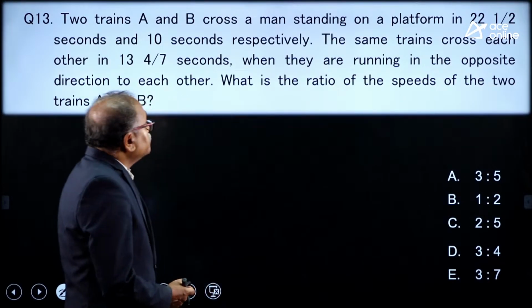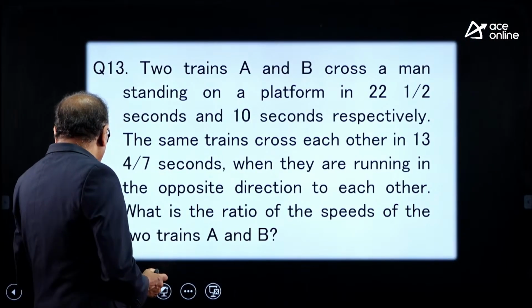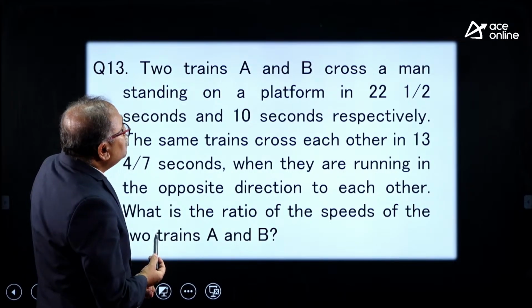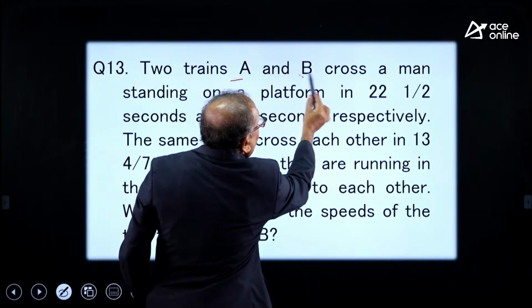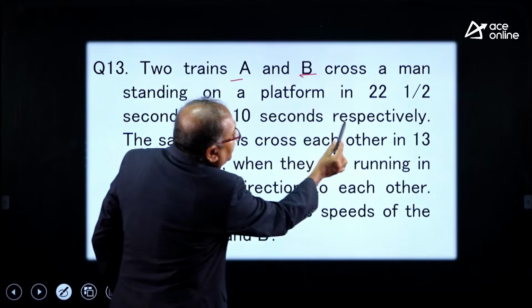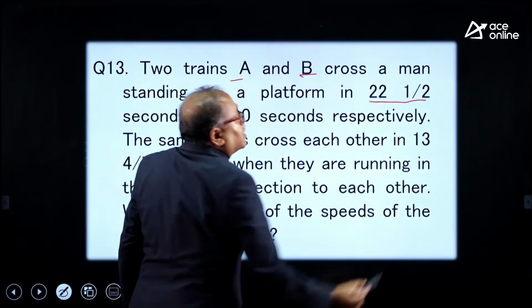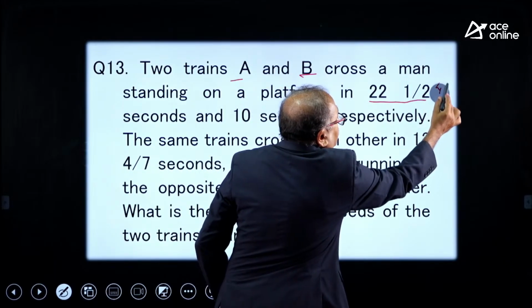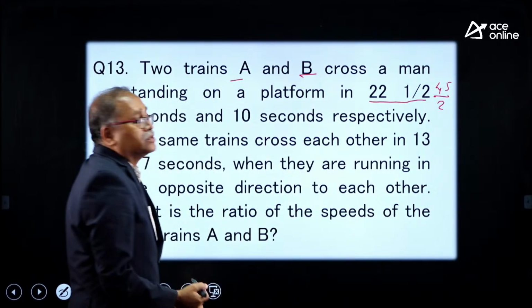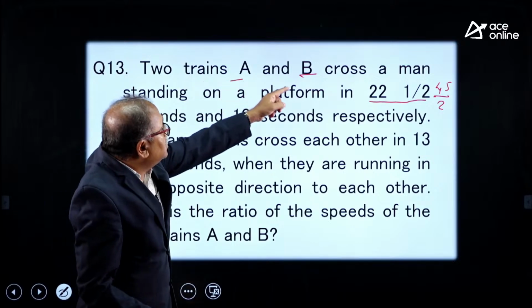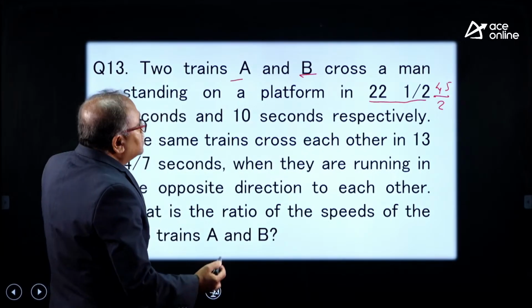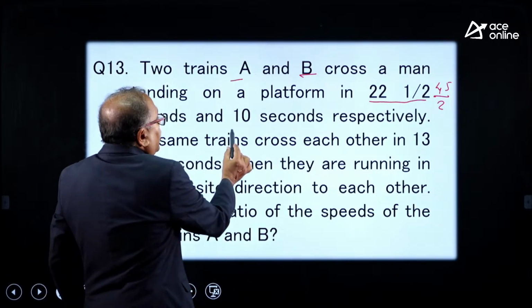Okay. Moving on to the next question, my friends. I will take the question close and we will read all the facts over here. And what are the facts here? The two trains A and B cross a man standing on a platform in 22 and a half, that is 45 by 2 seconds. Am I right? 45 by 2 seconds. What it is said, two trains A and B cross a man standing on a platform in 45 by 2 seconds and 10 seconds.